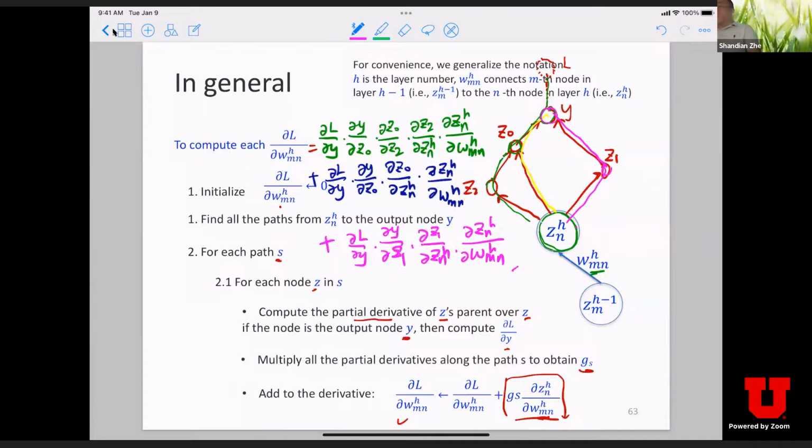Yeah, you multiply the partial derivatives along each path. For one path, you get a multiplication, and also you need to multiply with partial ZNH over partial WNH. That's just the one path result. Then you need to add the second path result and the third path result to get the final result.